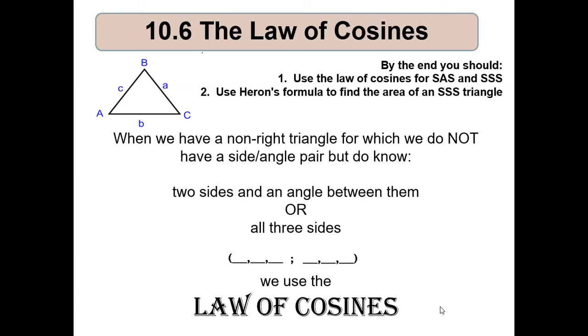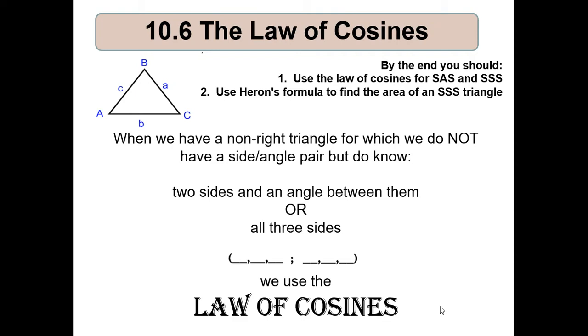Today we're going to learn section 10.6, the law of cosines. Last time we looked at the law of sines. Today we're going to look at the law of cosines. And by using the two of them together, law of sines and law of cosines, we should be able to figure out the sides and angles of any triangle given part of the information.